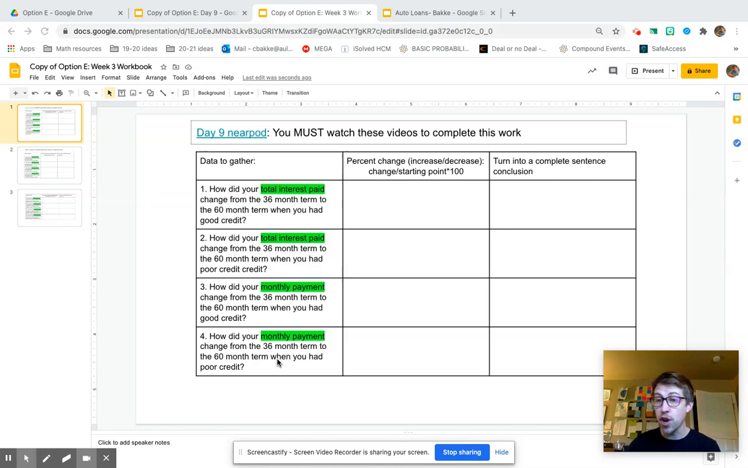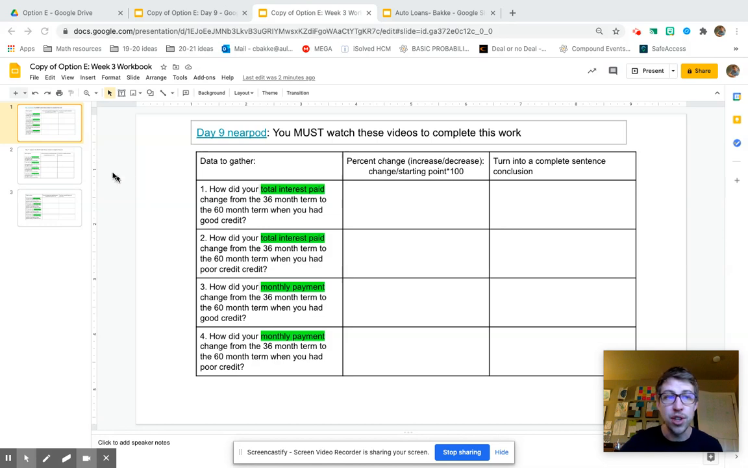When you guys switched from 36 to 60 months, your monthly payment went way down. You should have seen a big decrease, but you should have seen a big increase in the total interest that you pay. So there's a trade-off. If you want a shorter loan term, a shorter amount of time to pay back the car, you will pay less for the car overall, but you're going to pay more per month. Where if you choose the longer amount of time to pay back the loan, you will have a way lower monthly payment, but you're going to pay, depending on your credit score, possibly thousands more for your car. So it's just something to be aware of.